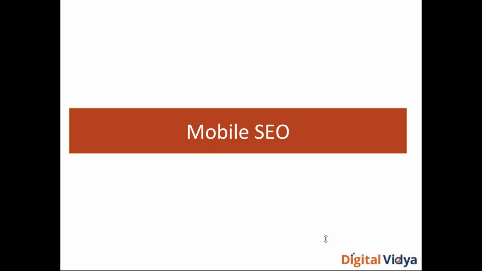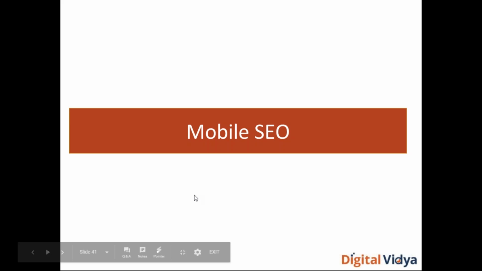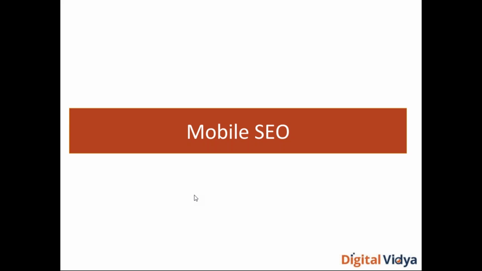Okay. Now we'll talk about the mobile SEO part. What is mobile SEO? Mobile SEO is optimizing your site for mobile devices. NAP is name, address, place, correct. Name is your business name. Address is your business address. Place is the location of your business. So now if you have a mobile app, or if you have a mobile site, make sure you optimize both the platforms.